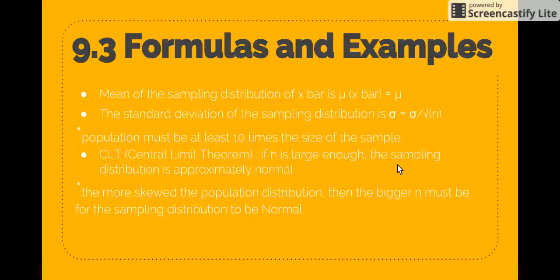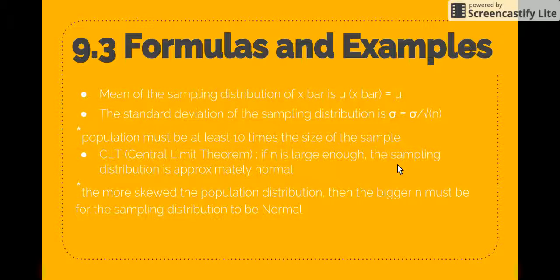9.3 Formulas and examples. The mean of the sampling distribution of x bar is mu x bar equals mu. The standard deviation of the sampling distribution is the standard deviation divided by the square root of n. The population must be at least 10 times the size of the sample.